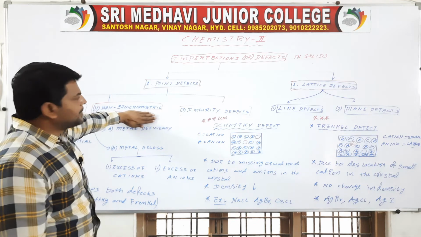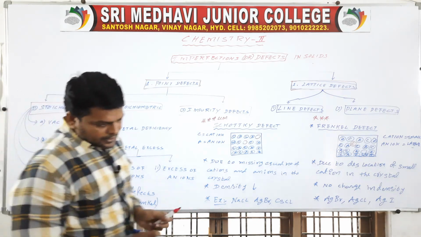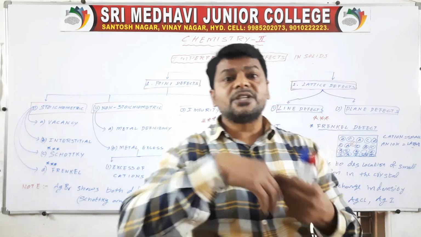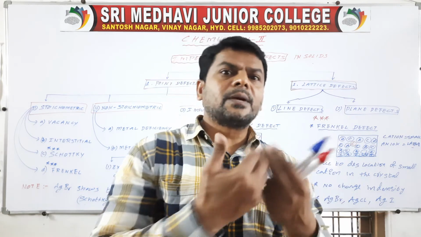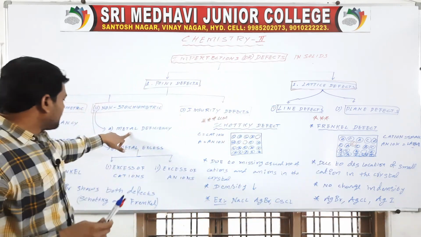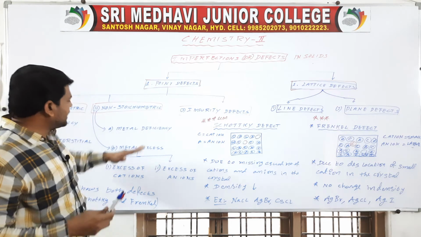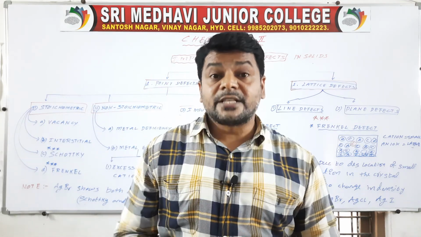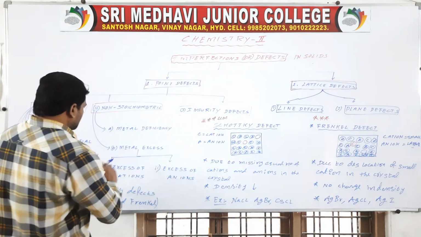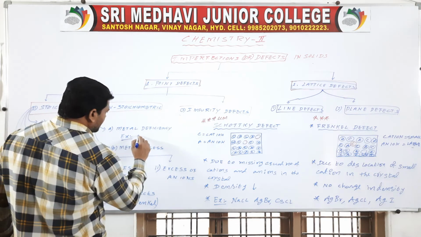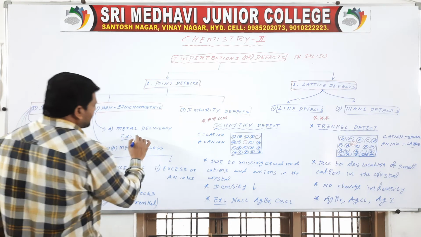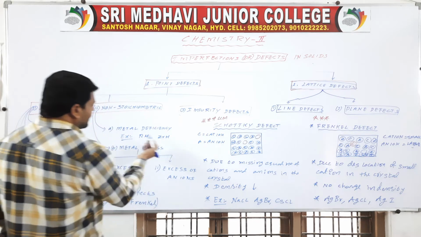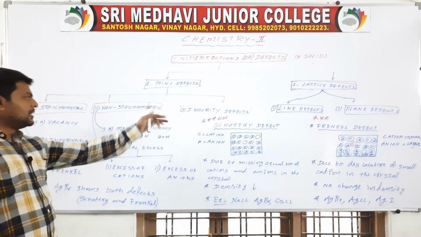Next, non-stoichiometric defects. Non-stoichiometric means the composition of the metals in the crystal is not proper. That is a non-stoichiometric defect. Here there are metal deficiency defects and metal excess defects. Metal deficiency defects occur in industrial compounds. Examples are titanium hydride and zirconium hydride.